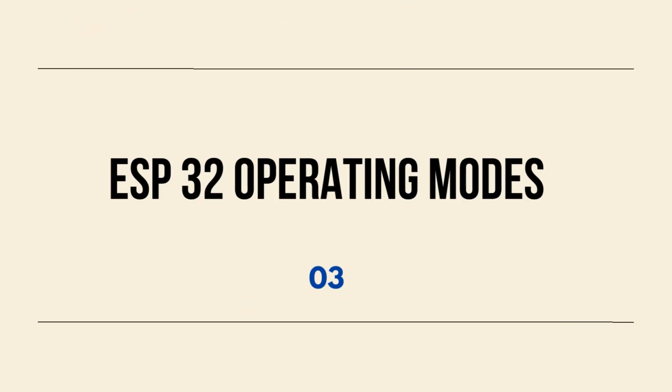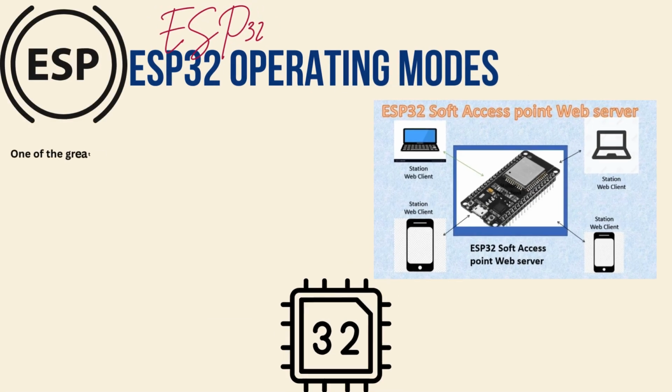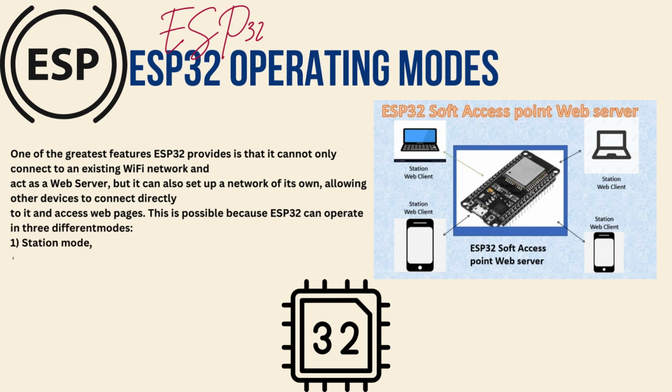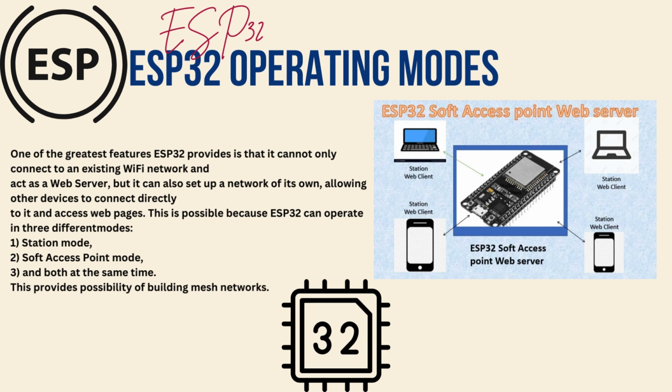ESP32 operating modes. The main thing that we need to know here is: one, station mode; two, soft access point mode; three, and both at the same time. This provides the possibility of building mesh networks. Now, let's get to the video.